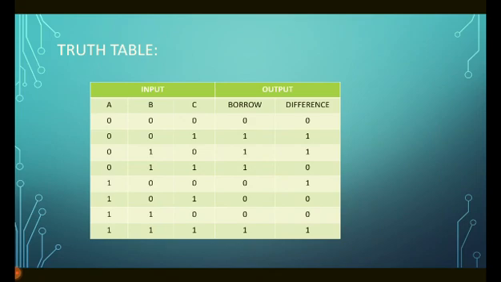When we give input value for A and C, the output value of borrow and difference are 0. When we give input value for A and B, the output value of borrow and difference is 0. When we give input value for A, B and C, the output value of borrow and difference is 1.